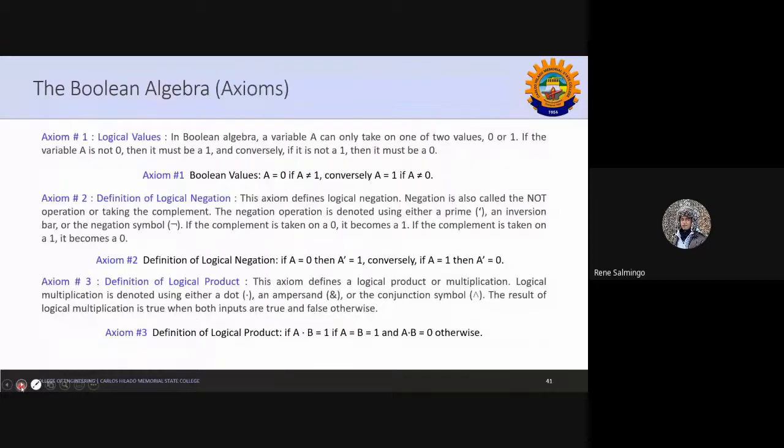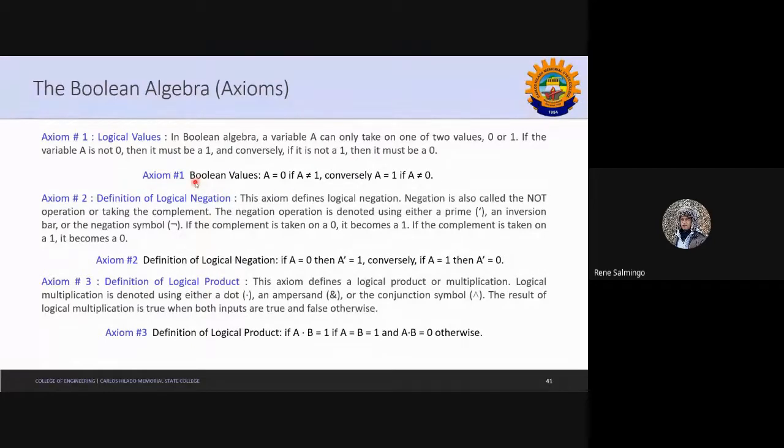So we're going now to discuss the five basic axioms in Boolean algebra. We have the first one, the logical values axiom. A variable A can only take one of two values, either 0 or 1. If the variable A is not 0, then it must be 1. Conversely, if it is not 1, then it must be 0. So this is axiom number 1.